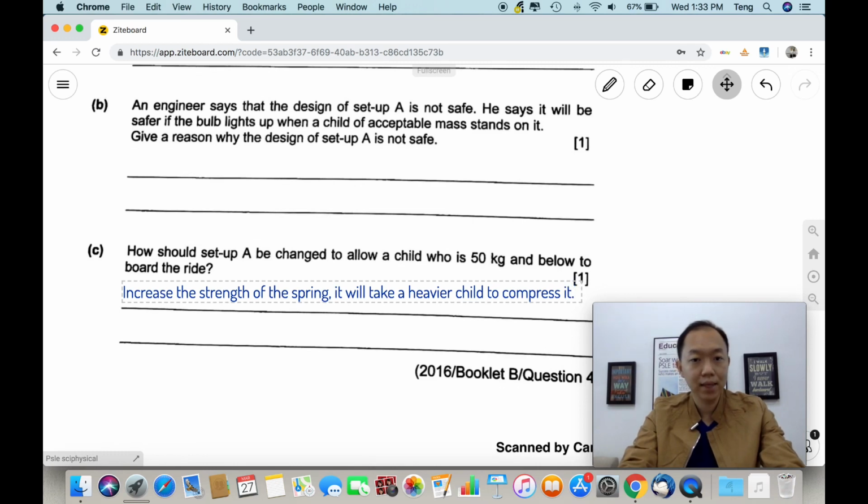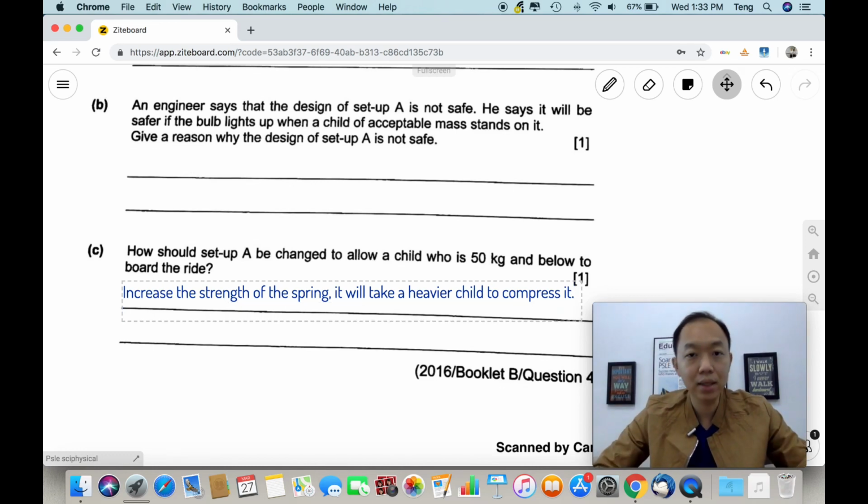Okay, hence allowing a child who is below 50 kg to board. Okay, so now I'm really curious what's the answer to this. Let's take a look. Science teachers, contrary to what you think, don't have all the answers. Okay, we don't have all the answers, and I am perfectly okay with that. You have to be okay with that as well.